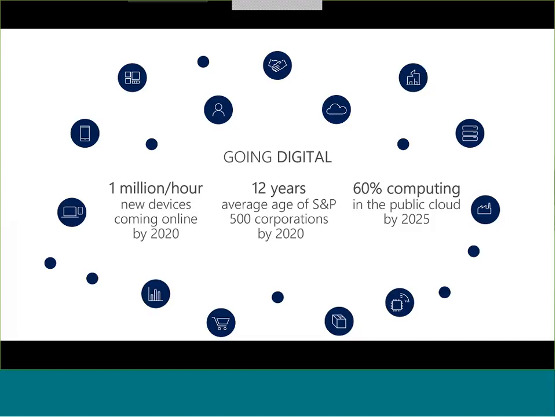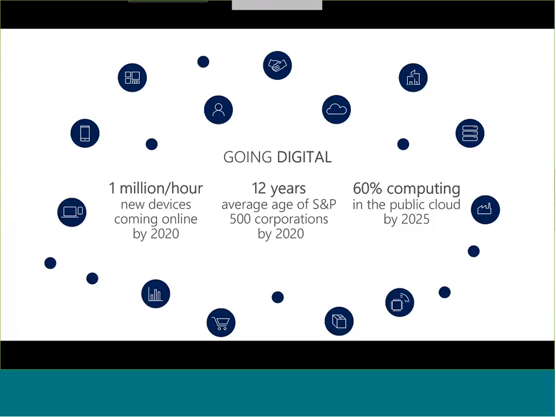On this first slide, I have several statistics to show the digital transformation that's going on around us. First of all, every hour there are 1 million new devices that are going to be coming online by 2020. That's going to drive a lot of new data and new algorithms for intelligence. A lot of new relationships between those devices will need to be created.